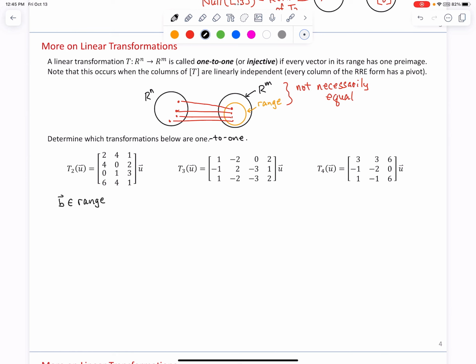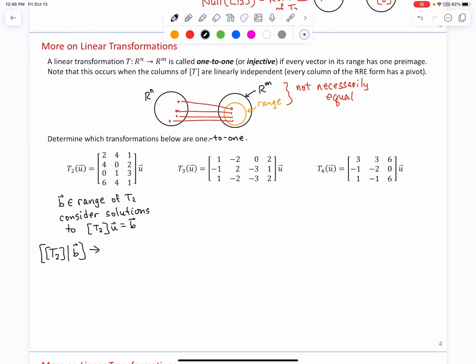So let's say that vector b is in the range of T2. Then we consider the solutions to the system: the standard matrix of transformation 2 times vector u is equal to this vector b that's in the range. We would do this by creating an augmented matrix and putting it in reduced row echelon form, which would have the following form. Here's the coefficient matrix, augmented with the vector b, and we put this augmented matrix in reduced row echelon form.